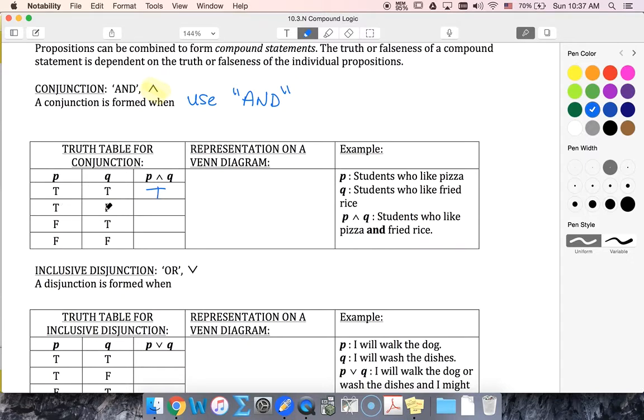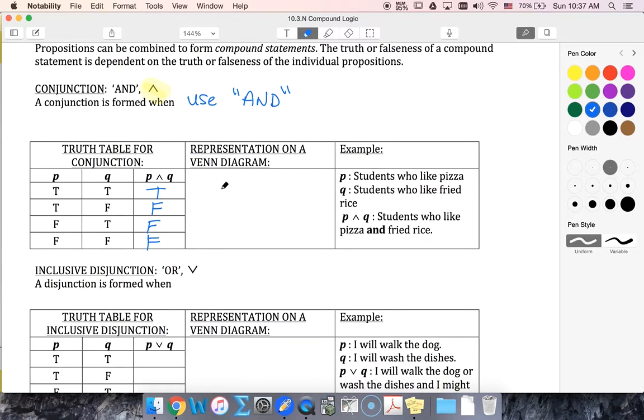But if even one is false, so this would mean a student likes pizza, but a student does not like fried rice, then that student does not like both pizza and fried rice. Same thing here, if you don't like pizza, then you can't like pizza and fried rice. If you like neither, well then you don't like either one together.